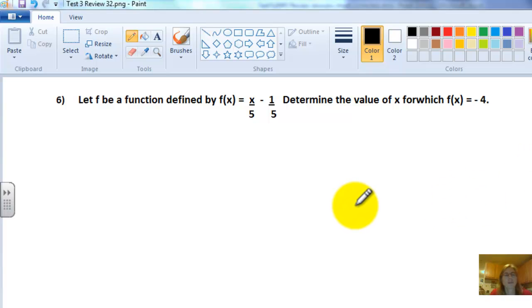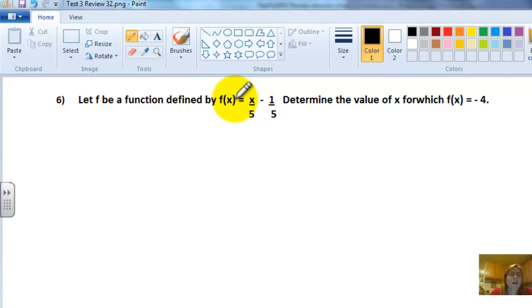This is problem 6 from test 3 review. And I wanted to go over this because a lot of people didn't know how to solve this problem using algebra. A couple of things. This is a function notation.